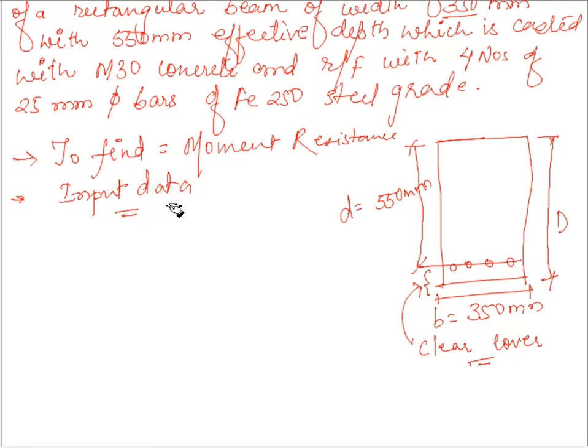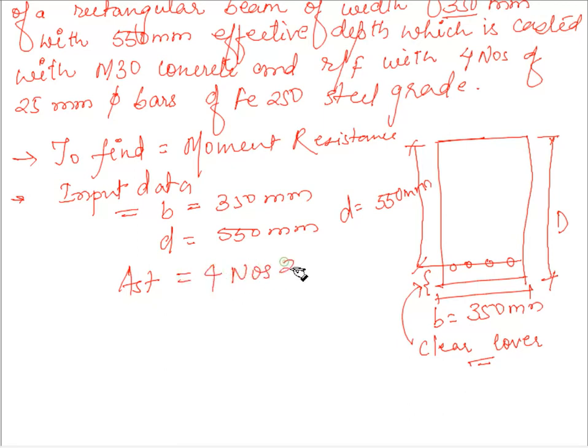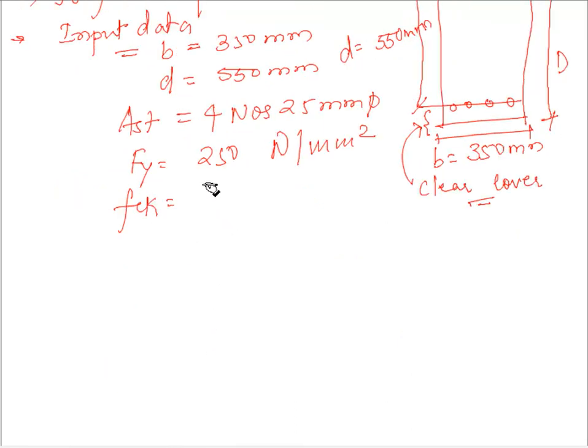In the input data, we have the width of the beam equal to 350 mm. We have the effective depth of the beam as 550 mm. Then we have the area of steel, which is four numbers of 25 mm bars. We have the grade of steel, fy equals 250 N/mm², and the grade of concrete, fck equals 30 N/mm².